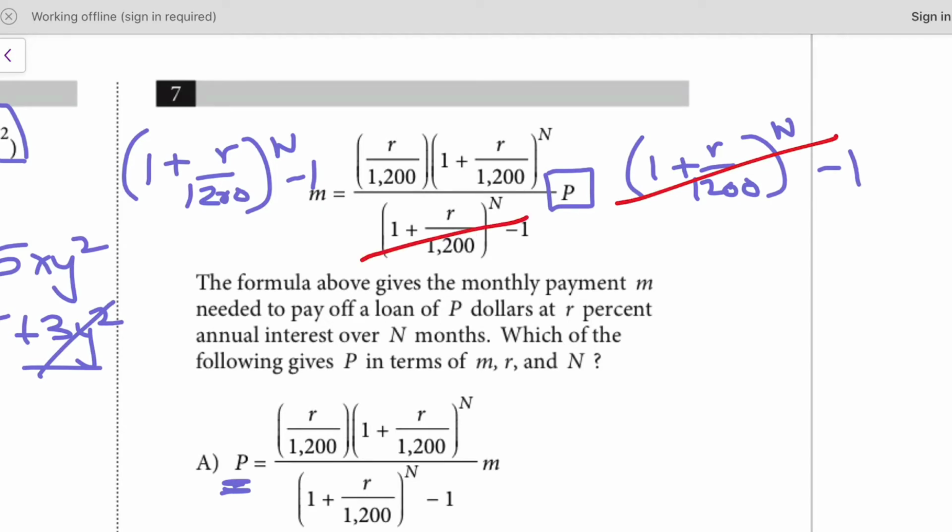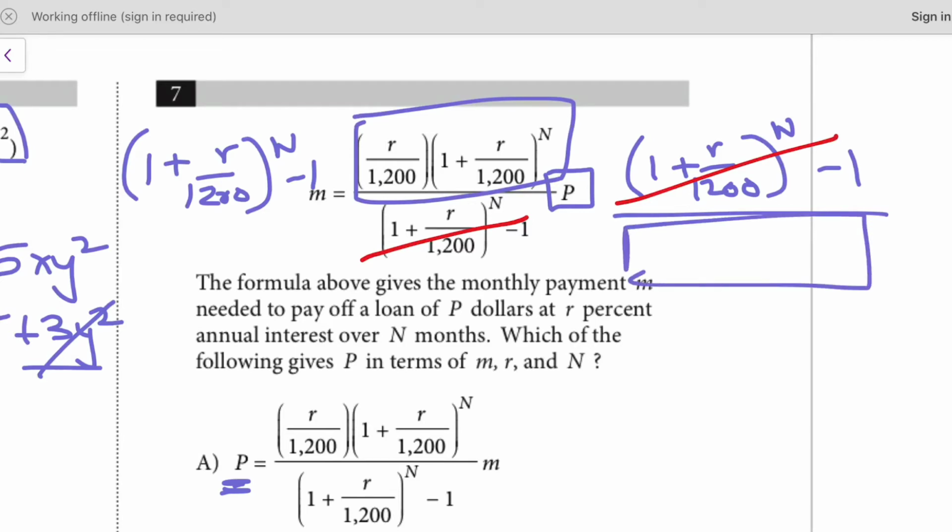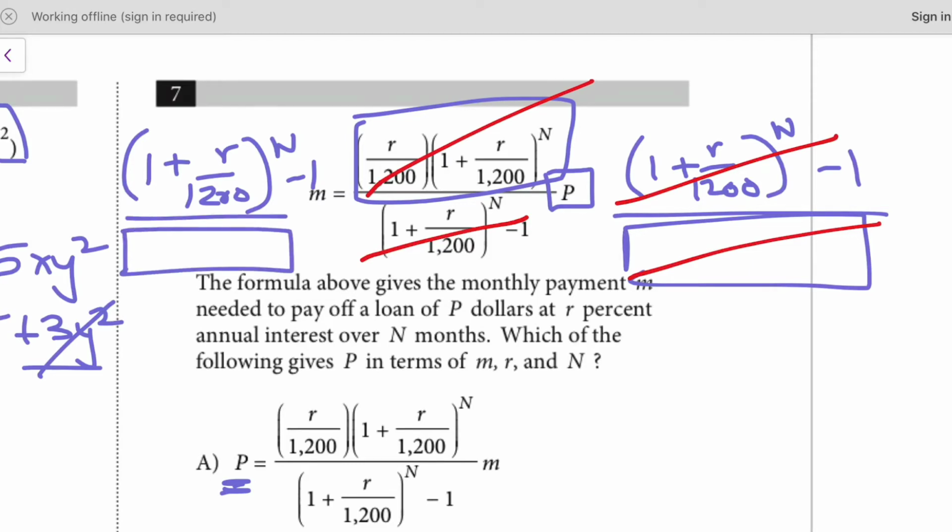Then I'm going to do the same thing for the numerator. I am going to divide by, I don't want to write the whole thing out, but I'm going to divide by this value down here. And so those will cancel out as well. And I will end up with those in the denominator on the left side.